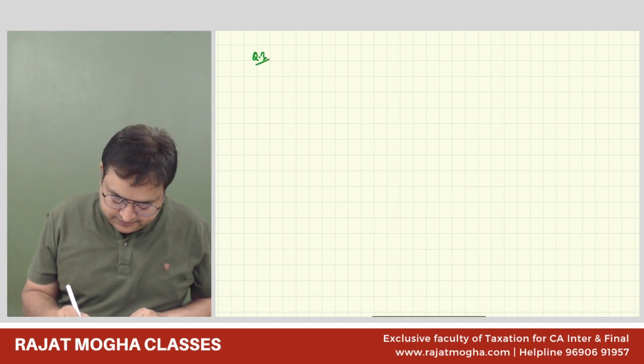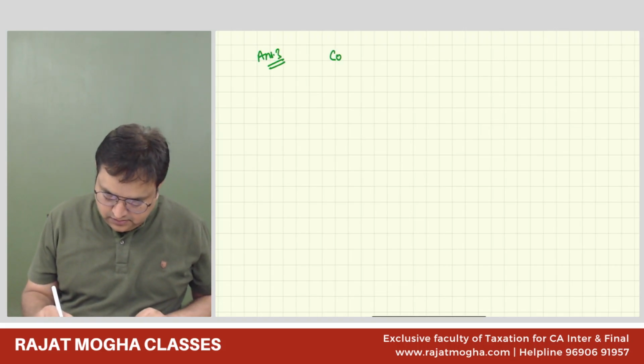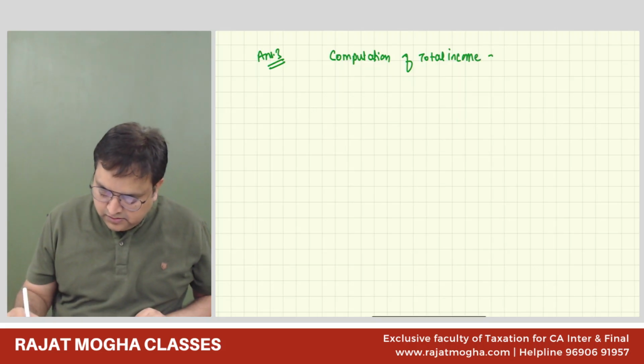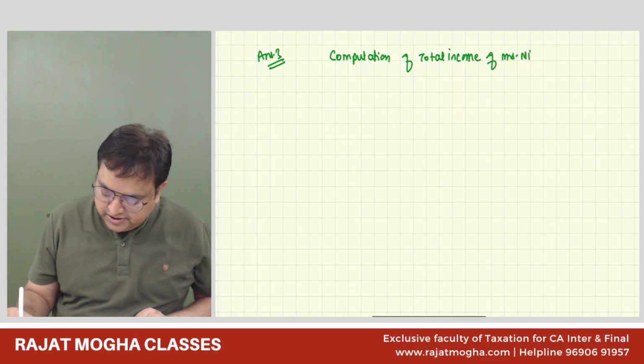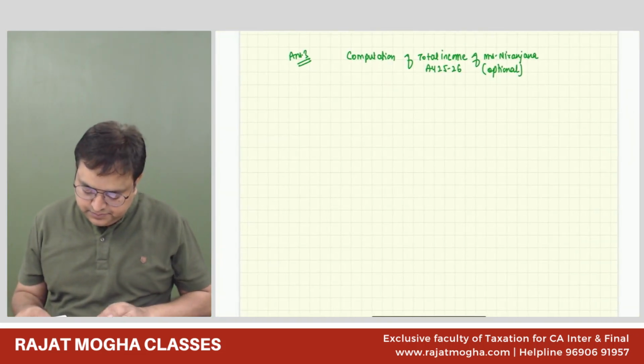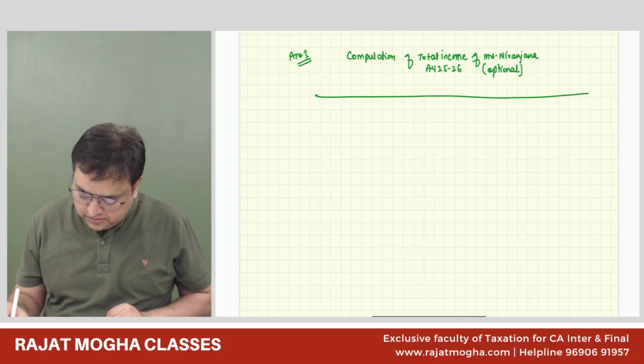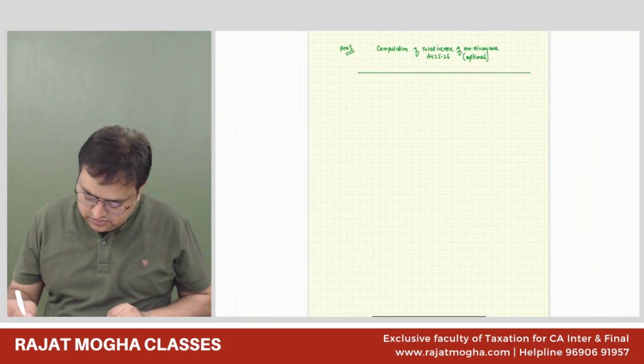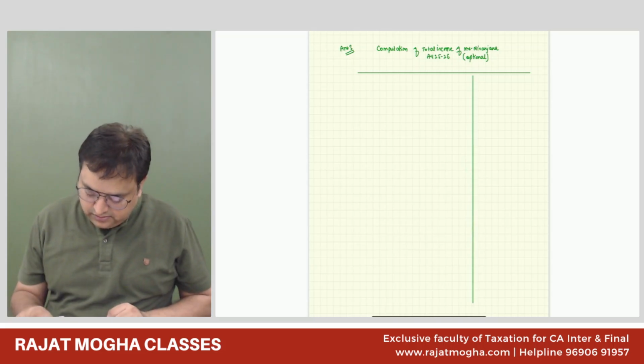This is question number 3. Computation of total income of Mrs. Niranjana. Assessment year 25-26. And we are following optional regime.